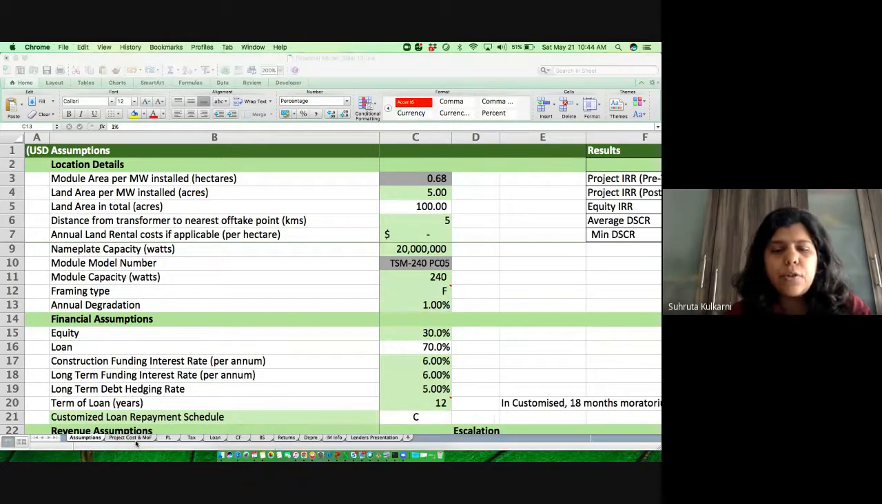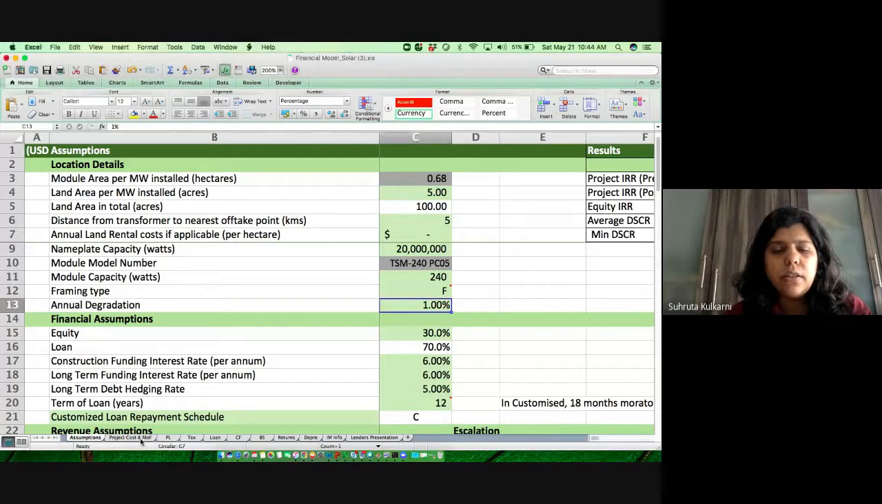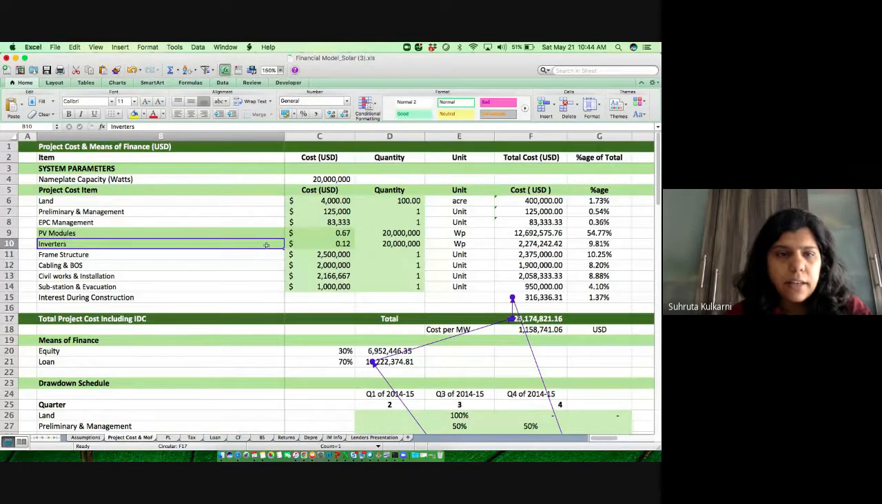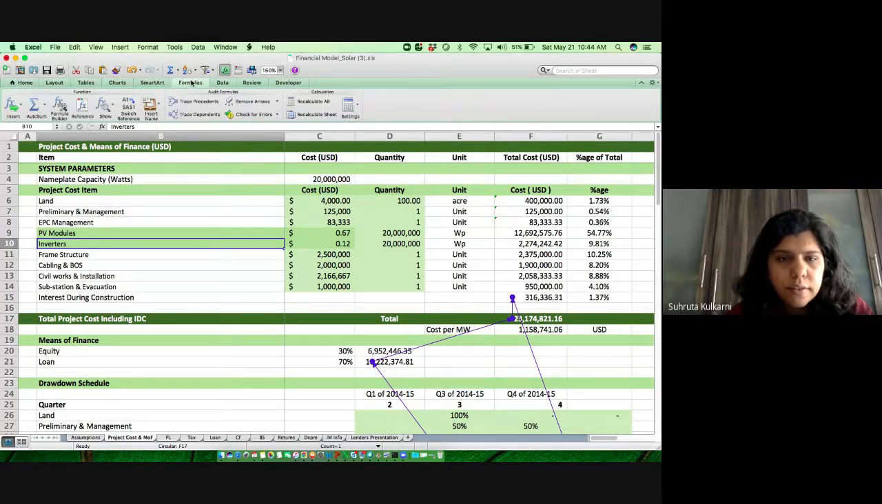Then next we go to the project cost and means of financing. Let me remove all this so that it doesn't distract you. But I will also tell you, what you can see, all these blue arrows, these blue arrows are to help you track a formula. Okay, I will just show that to you.